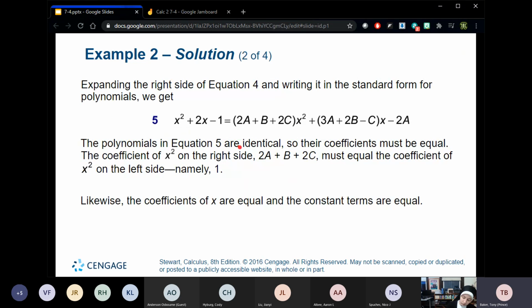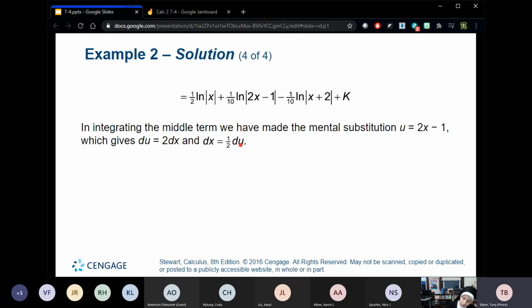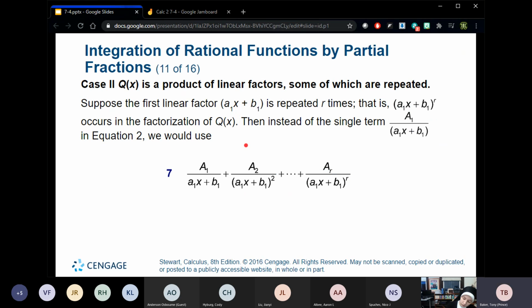All right, so we did example 2. Case 2 goes to the situation where I was asked before, where we have values at the bottom that are going to be repeated. So where we have x minus 1 squared, for example. That's actually the example we're going to do with it.